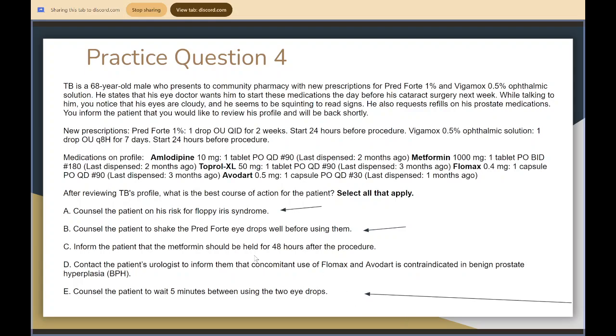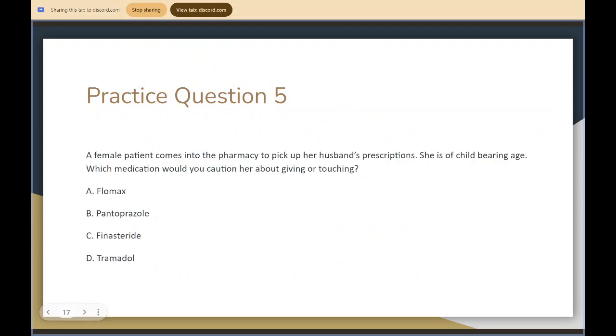All right, moving on to practice question 5, last but not least. A female patient comes into the pharmacy to pick up her husband's prescription. She is of childbearing age. Which medication would you caution her about giving or touching?